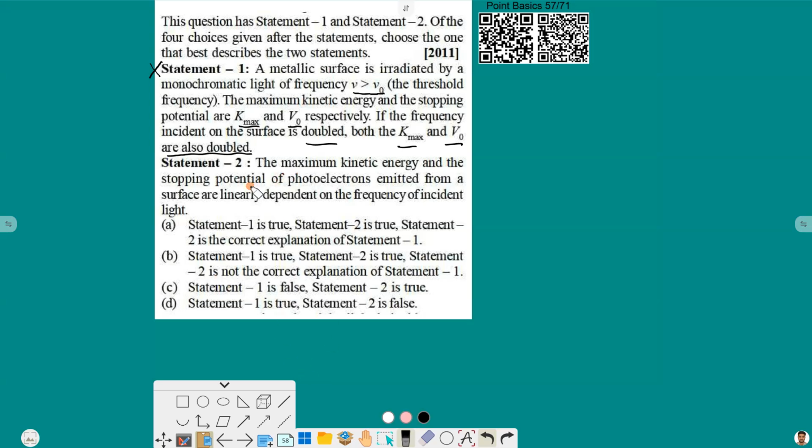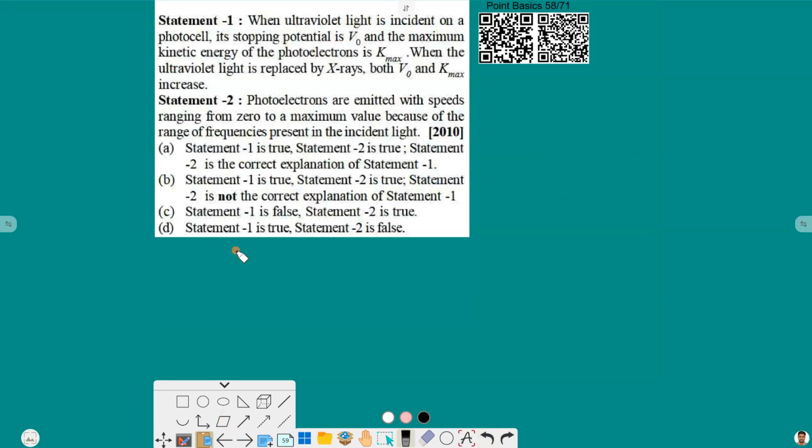The maximum kinetic energy and stopping potential of photoelectrons emitted from the surface are linearly dependent upon the frequency of incident radiation. So for both we can write that KE max is equal to h nu minus work function, and also e times Vs, where Vs, the stopping potential, is equal to h nu minus phi. So from this we can easily write that both kinetic energy and stopping potential are proportional to frequency. So statement 2 is right here. So 1 is false and 2 is true. That is option C.